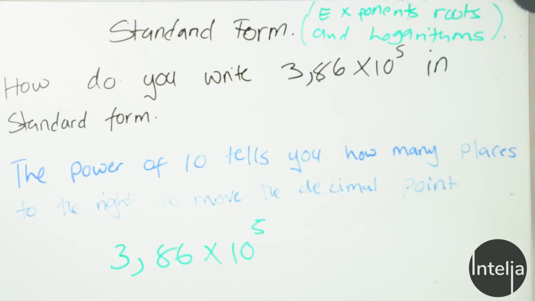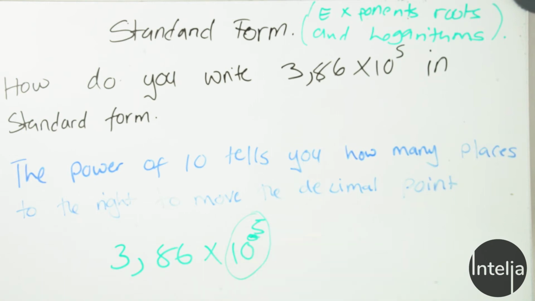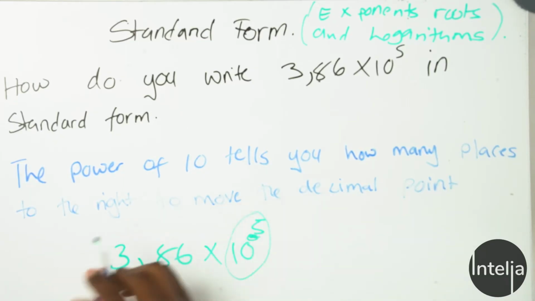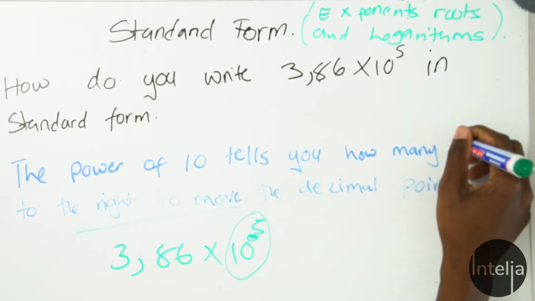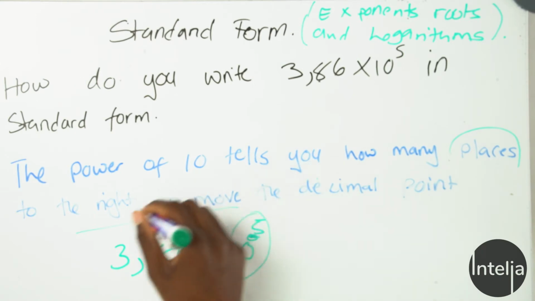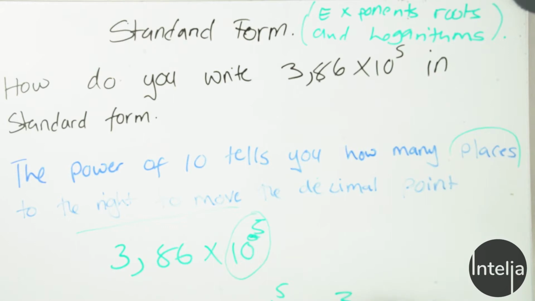So our key word here is 10 to the power 5. The power here is the number of zeros to the right we're going to add, or the number of places we move the decimal to the right. So here we say 3,86 times 10 to the power 5 is equal to 3,86, then we add zeros.